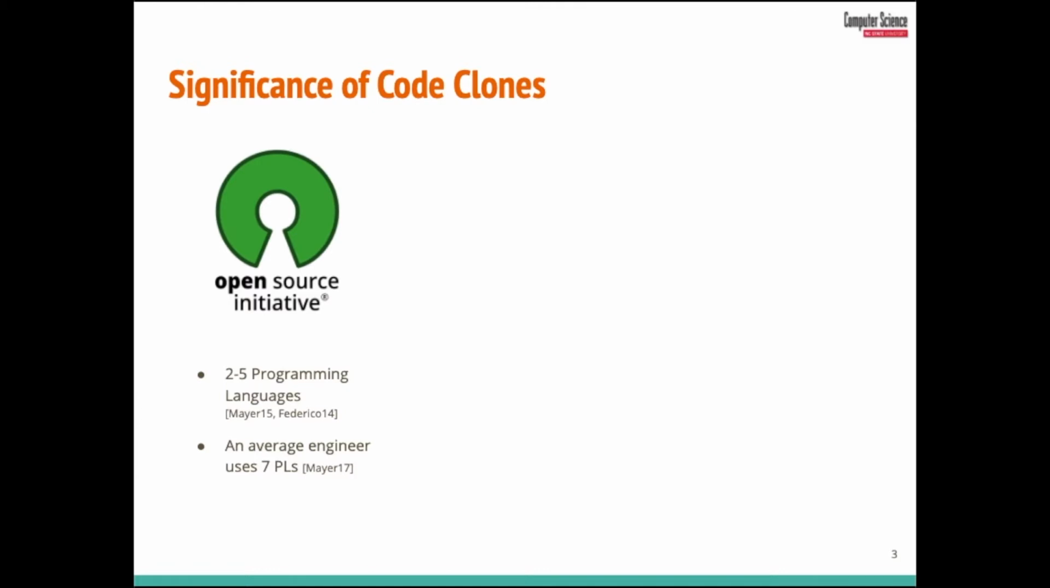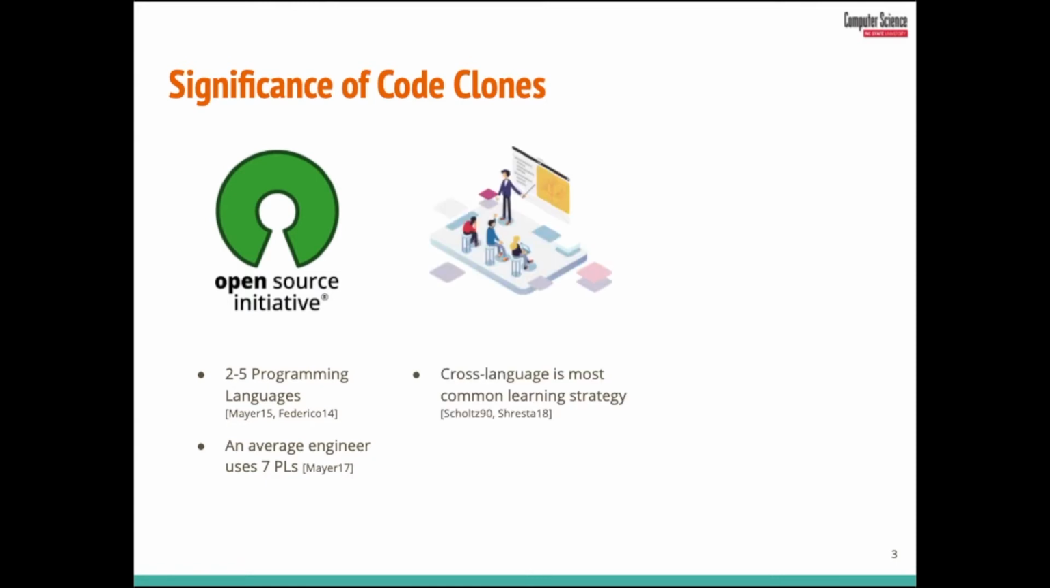A study by Mayer and others in 2017 found that an engineer who makes an open source contribution knows 7 programming languages on an average, and knowledge of one programming language can help learn a new language faster. This can also be applied in an educational setting where cross-language learning strategy is the most common approach taken when learning a new programming language.